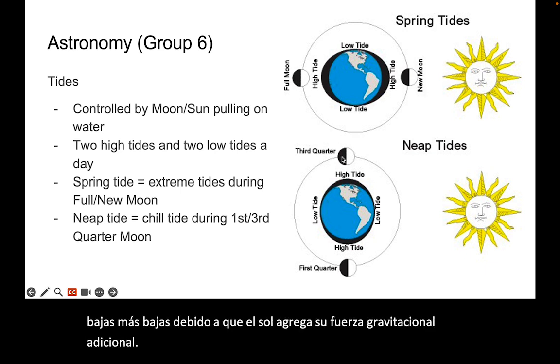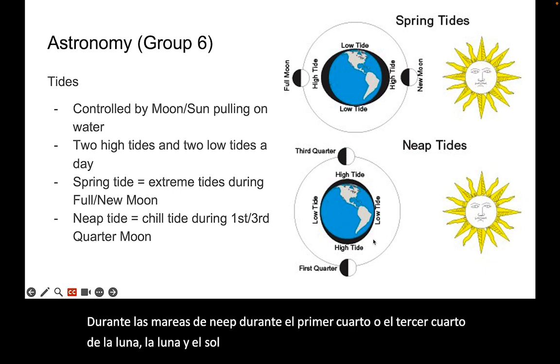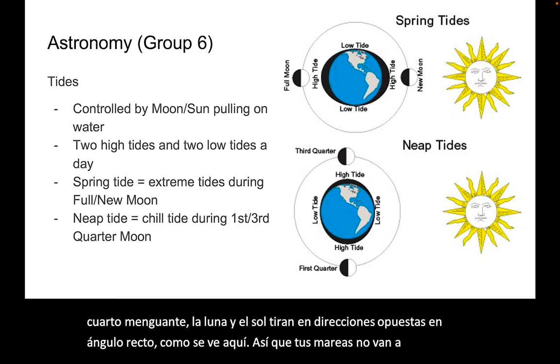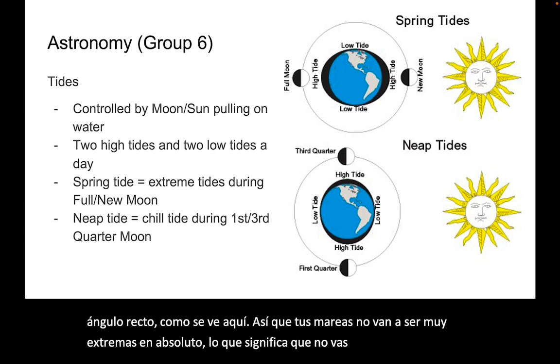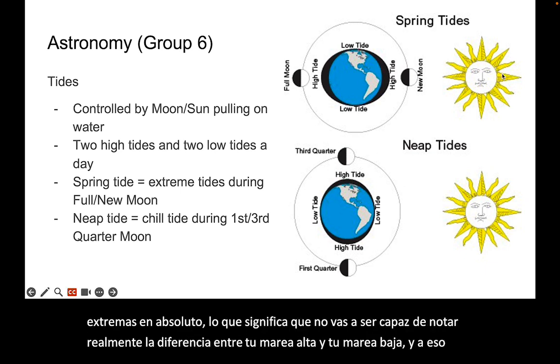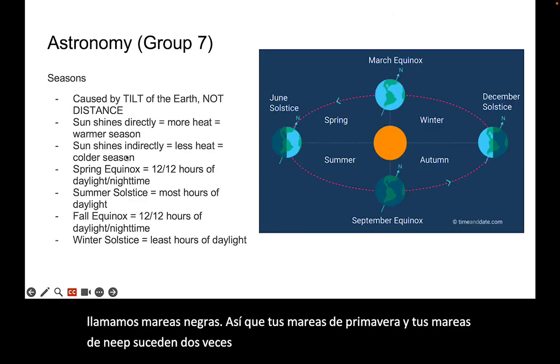During neap tides, during your first quarter or third quarter moon, the moon and sun are pulling in opposite directions at right angles, as you see here. So your tides are not going to be very extreme at all, meaning you're not going to be able to tell really the difference between your high tide and your low tide, and we call that neap tides. So your spring tides and your neap tides happen twice a month each.